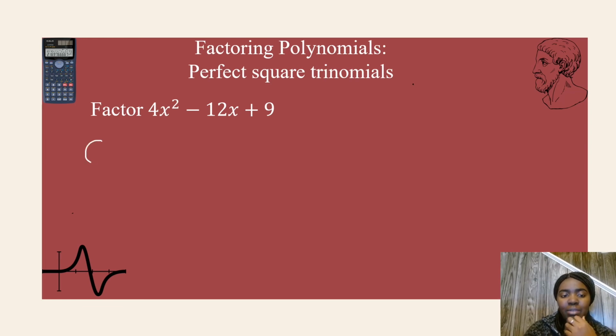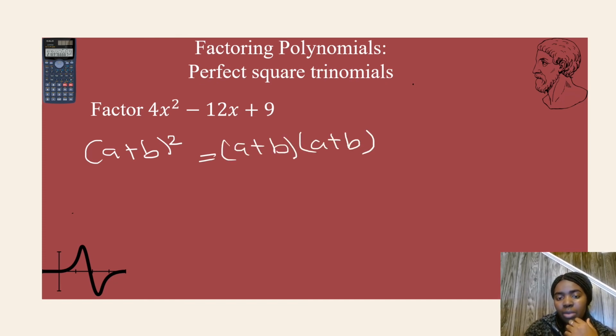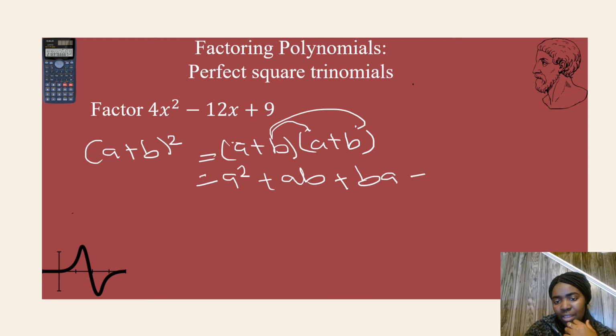So let's say we have a binomial a plus b, and we want to square this. We're going to get a plus b times a plus b, okay? What you want to do is multiply a by a, to expand, so a squared, then a by b, so ab, then b by a, so ba, and then b by b. So we have b squared, okay?